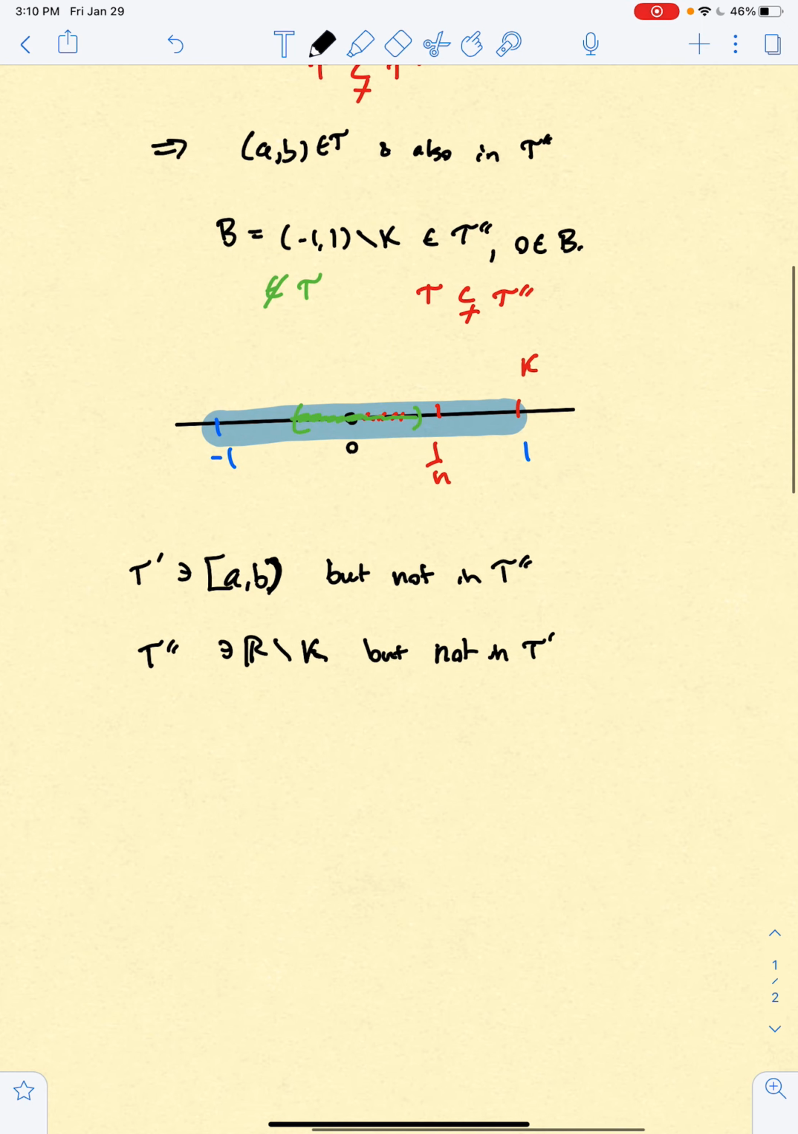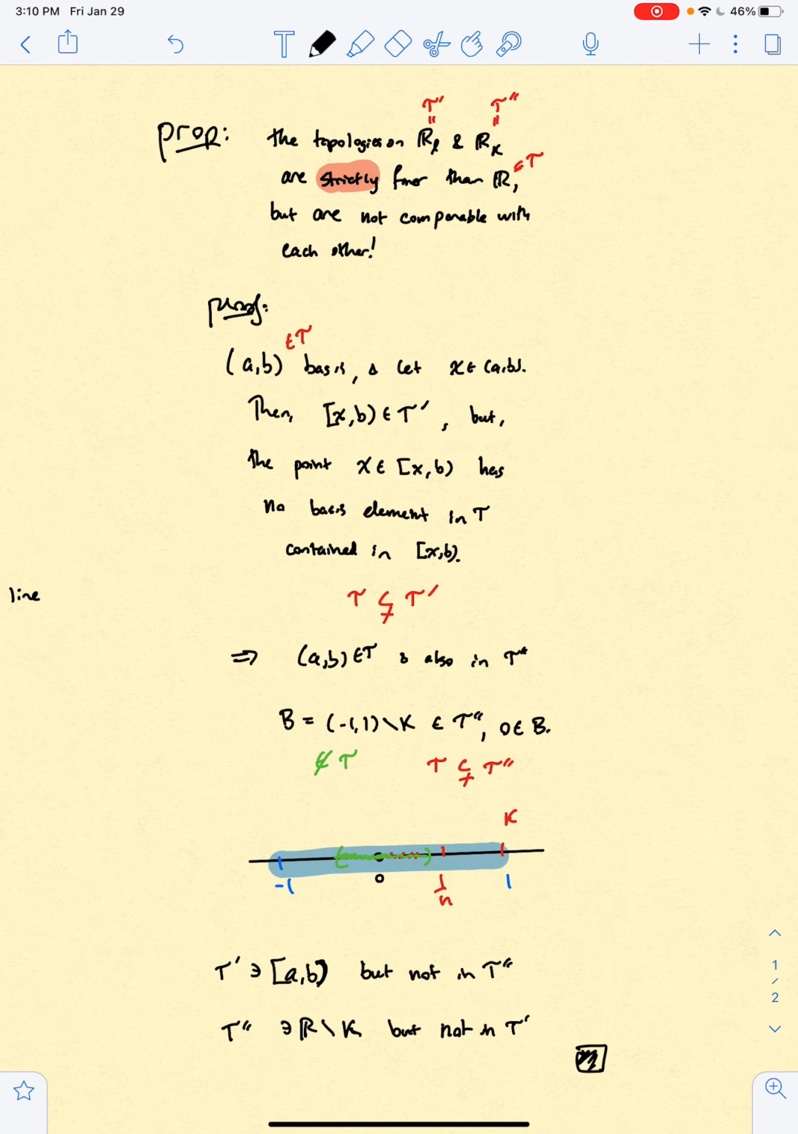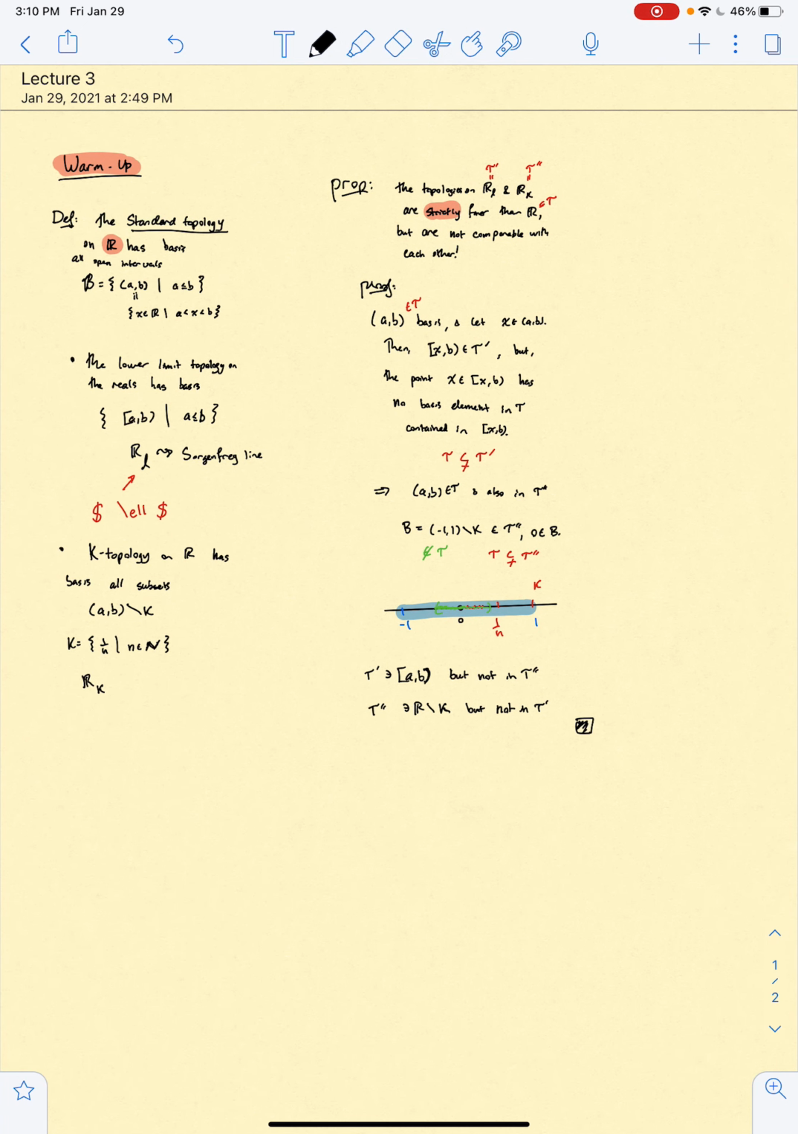All right, and that's our little proposition. Something kind of weird and non-standard, to get used to working with weird and non-standard things in topology. The theme of today later on will be the ordered topology.